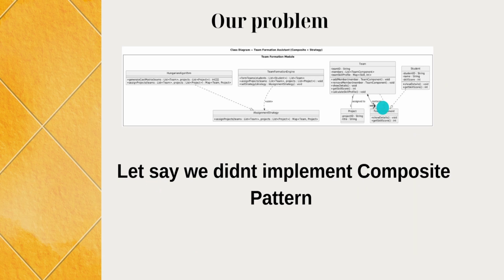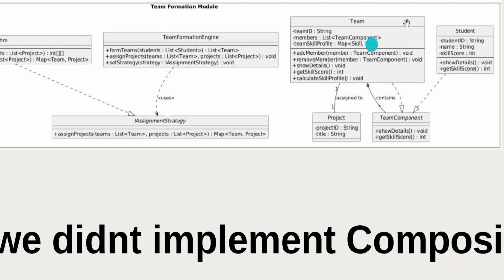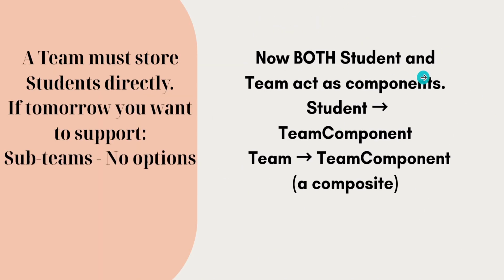Let's say there is a direct relationship between the team and the student. Tomorrow I want to run the algorithm again, and I want to make a sub team out of that team. Then that team wouldn't be in a hierarchical nature. It will be stored in a separate file, and then we will have difficulty maintaining the connections between the two. Now both student and team act as a component. Student is a team component, and team is also a team component, but a composite.